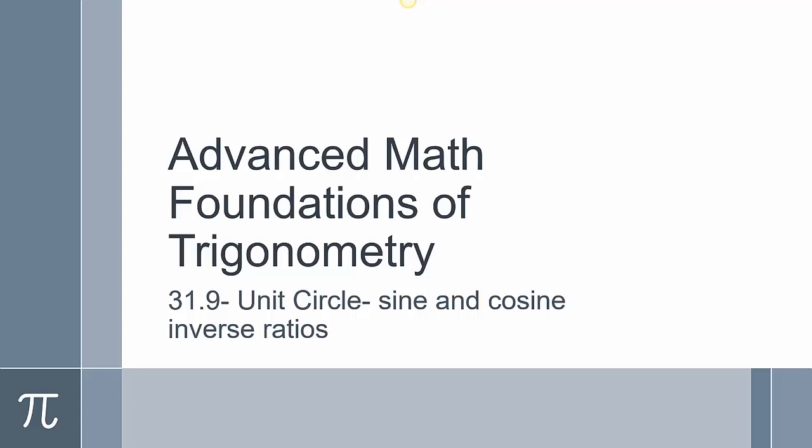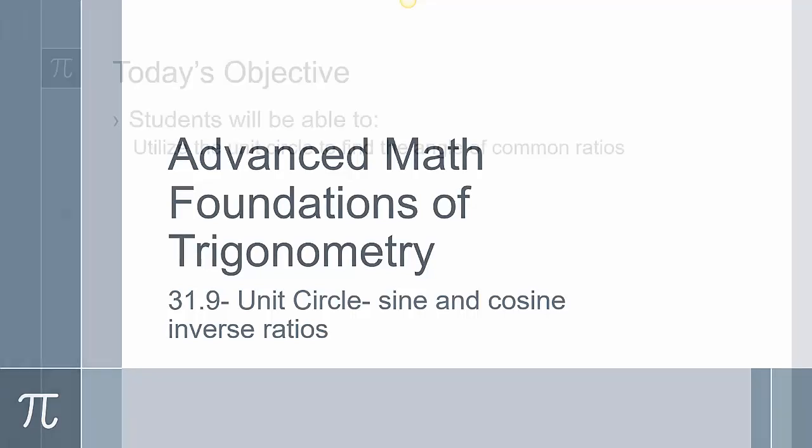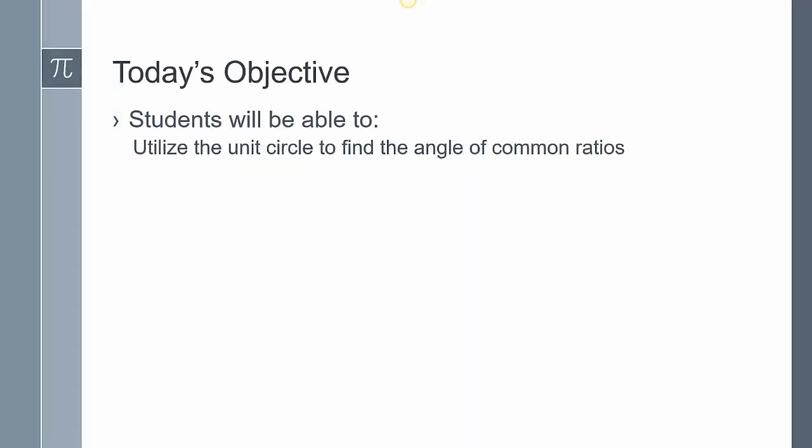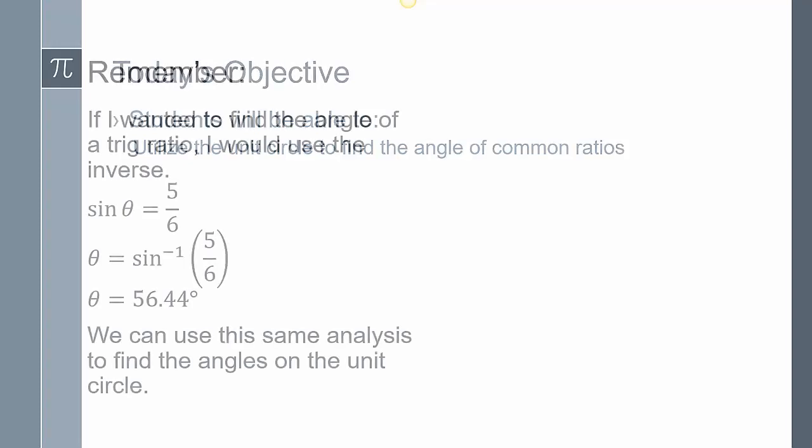Today's going to be 31.9. We're going to take a look at the unit circle again, and we're going to look at sine and cosine inverse ratios. So we're going to utilize the unit circle to find the angle of common ratios.